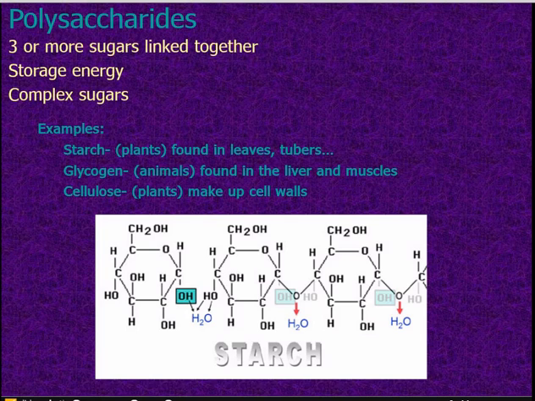Examples: starch, that's the diagram that's down below. Starch comes from plants and it's found in leaves and in tubers. Glycogen is made by animals and it's found in the liver and the muscles. And then cellulose is found in plants and it makes up cell walls. We're going to talk a little bit more about cellulose because it's kind of an interesting molecule. What I want you to see below is starch, though. Starch is nothing more than a whole bunch of glucose molecules put together. So 3 or more glucose molecules put together. So you see the reaction: 2 glucose molecules on the left, we're removing a molecule of water, and they bond together, and it's one after the next.